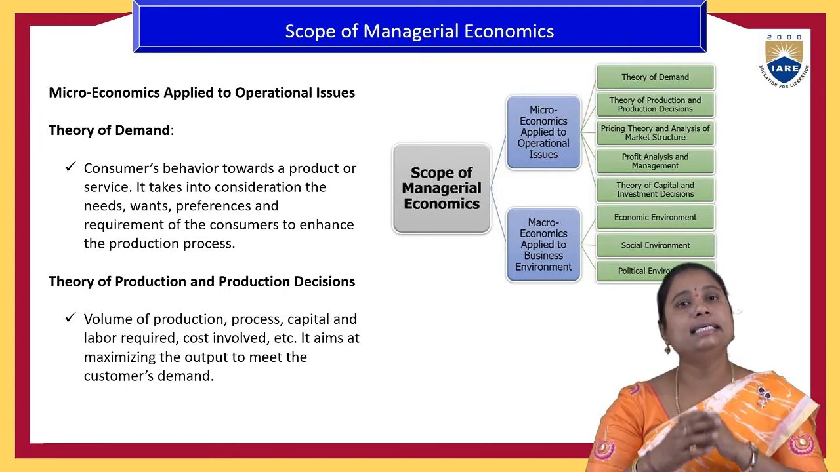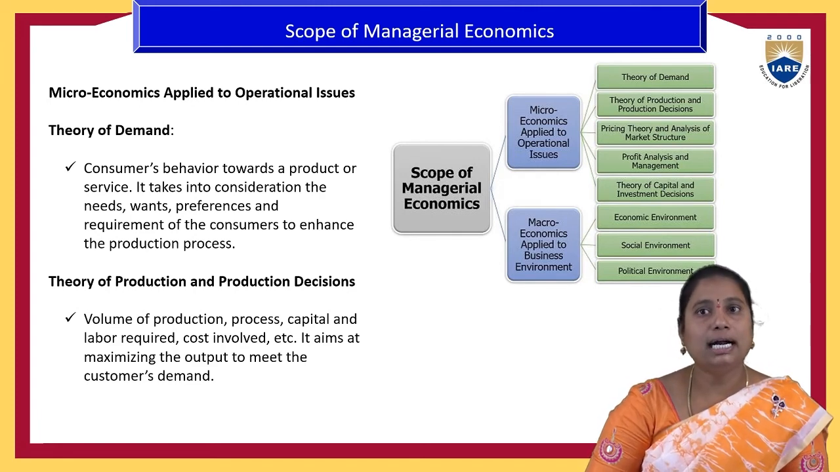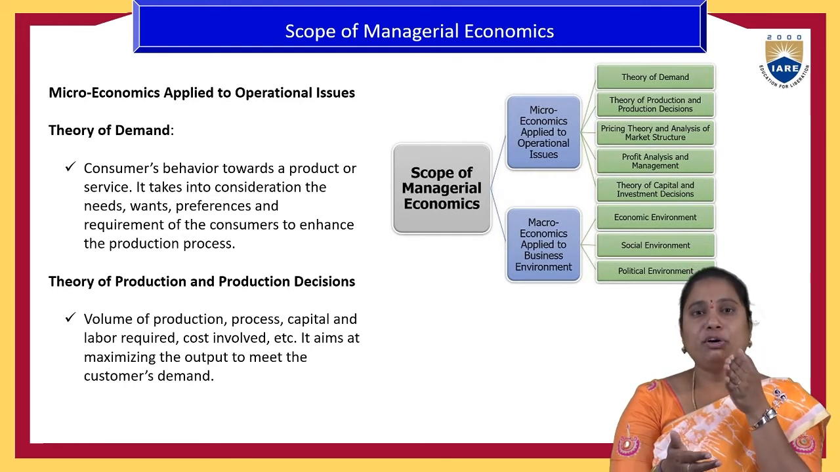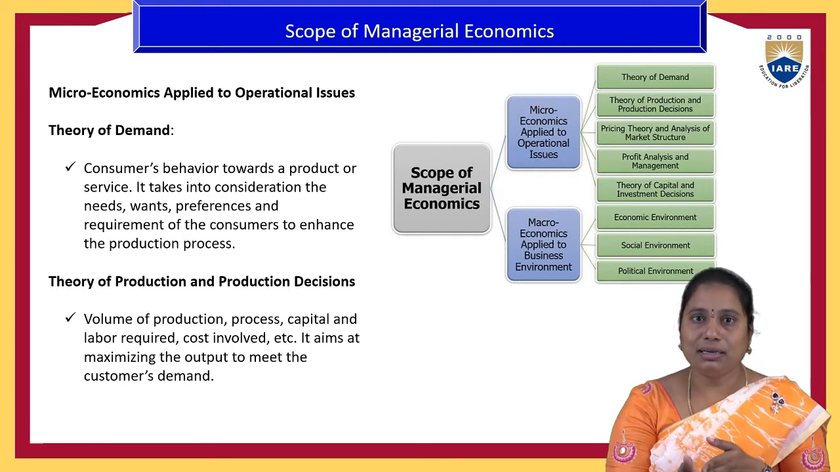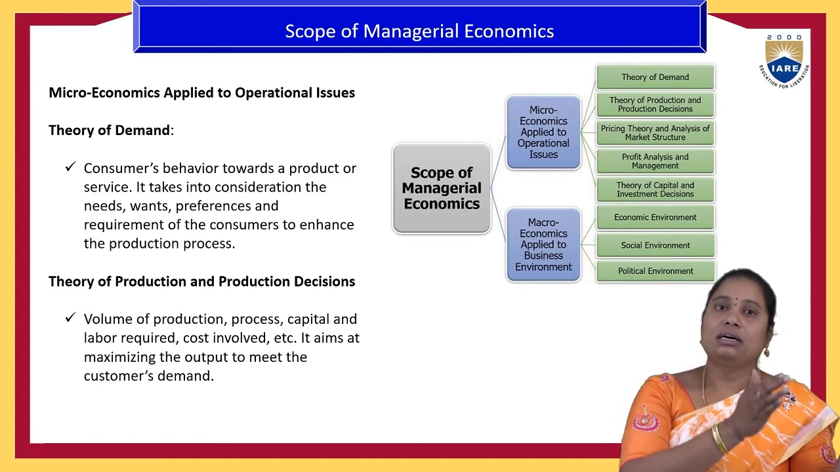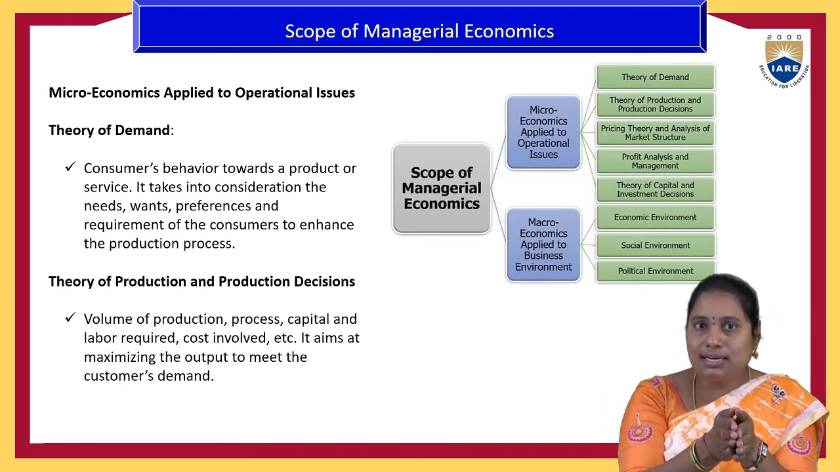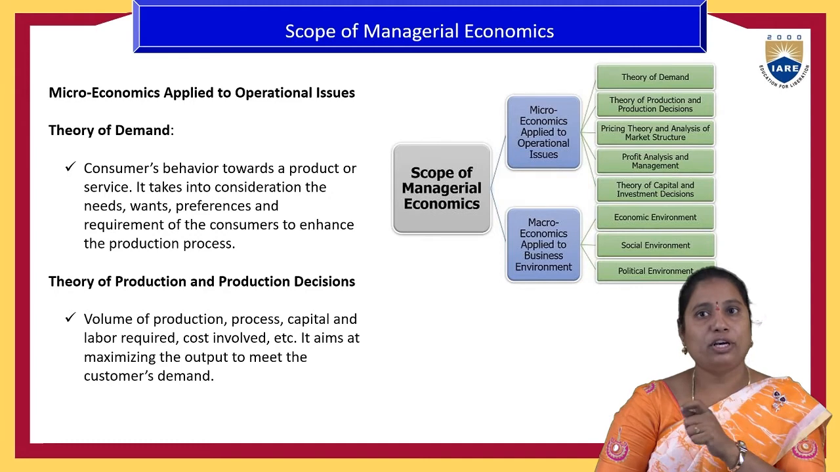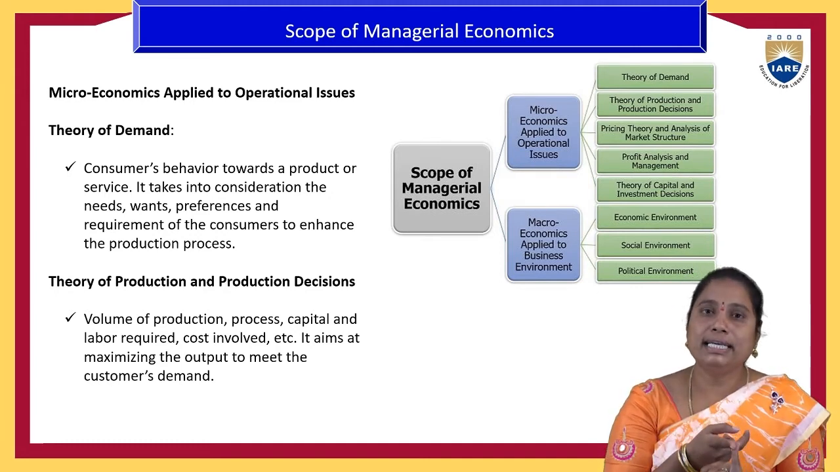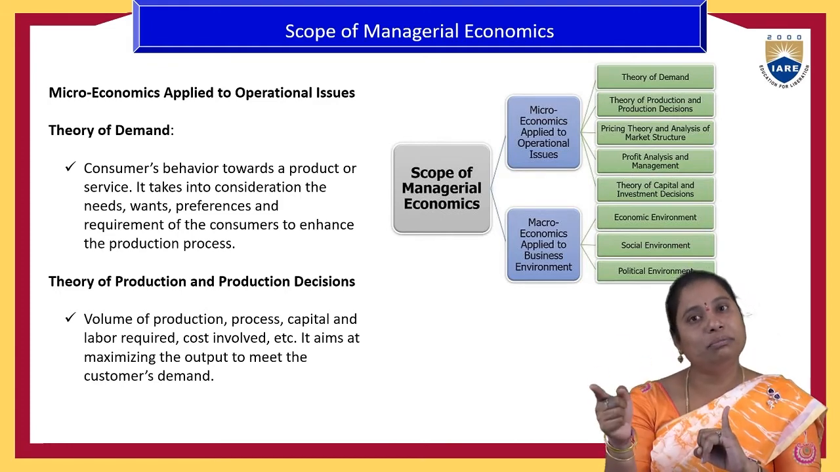Then, not only on the demand elements, the second scope depends on the theory of production and productional decisions. Productional elements mean bringing the raw material, assigning the labor, working progress elements, packing. Right from raw materials to finished goods, all the activities involved are called productional activity. He needs to take care of what kind of raw material he has to use, and what quality of raw material, based on the demand.